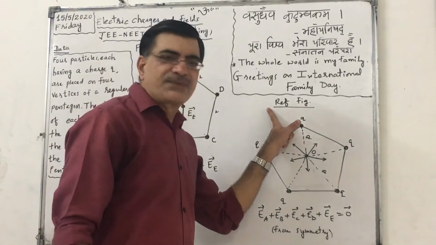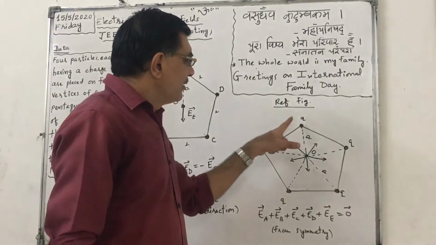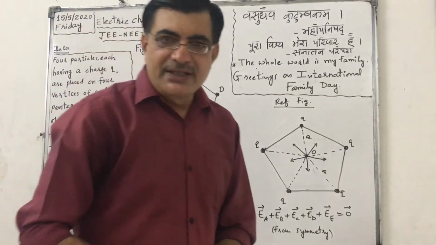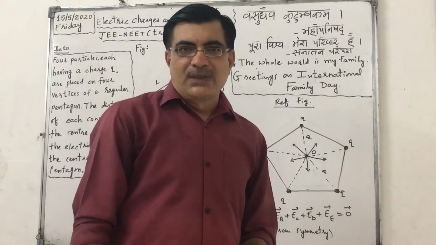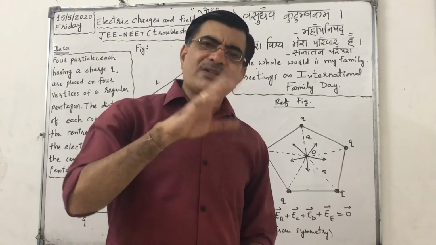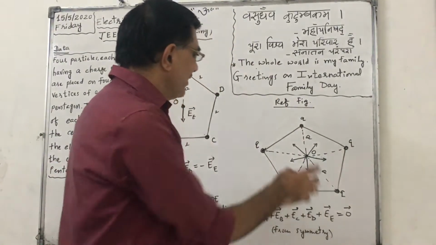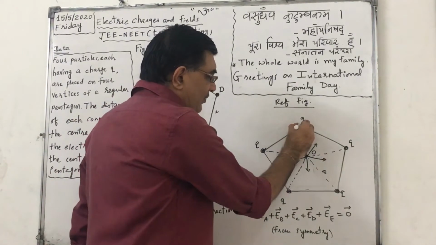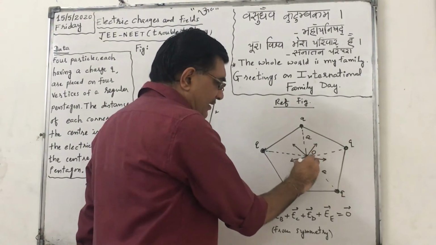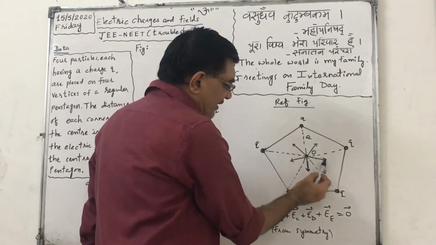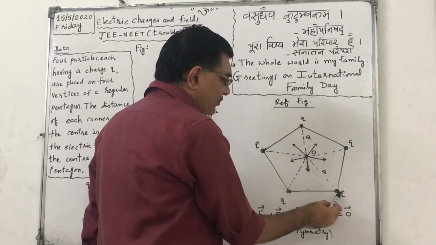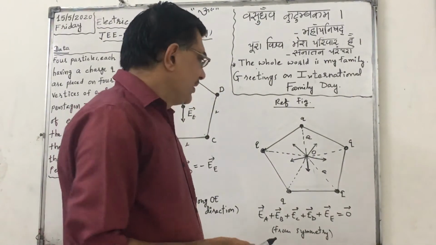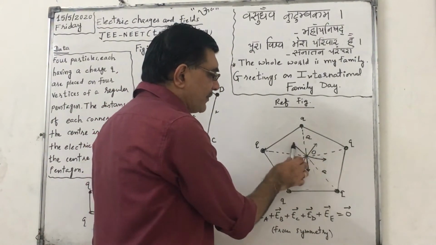So this is the reference figure. We are putting positive q charge on all the vertices of a pentagon. In our data, we have to put only on 4 vertices, but let us put on all the vertices of a pentagon, everywhere q, q, q, q, q. In that case, due to this q, electric field here at center will be in this direction, and similarly due to each of the others, because we have to put unit positive charge. So if we make vector sum of all these vectors, it will be 0.